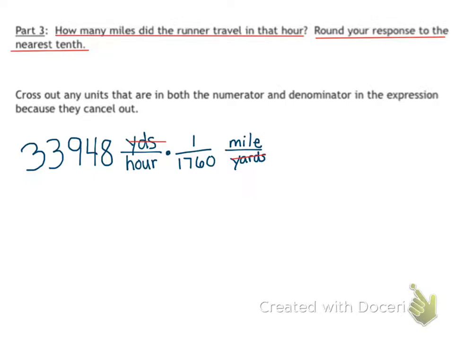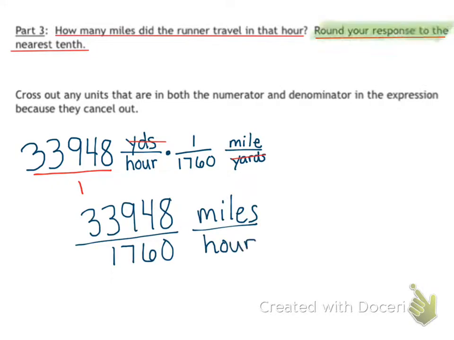So I can cross off yards, and if this makes it easier, that's like having 33,948 over 1. And when I multiply across, I end up with 33,948 divided by 1,760 miles per hour. And I need to round to the nearest tenth. So after doing my work, I get 19.3 miles per hour.